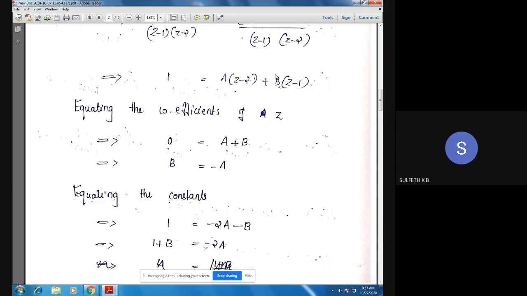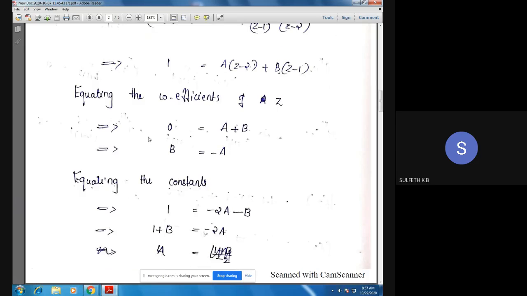In matrix form or any other form, you can solve this equation. But the easy method is equating the coefficient of Z. On the left side there is no Z term, therefore the coefficient of Z is 0. On the right side, we have the term AZ plus BZ, so the coefficient of Z is A plus B. Therefore, we get the equation 0 equal to A plus B. Then we can write B equal to minus A.